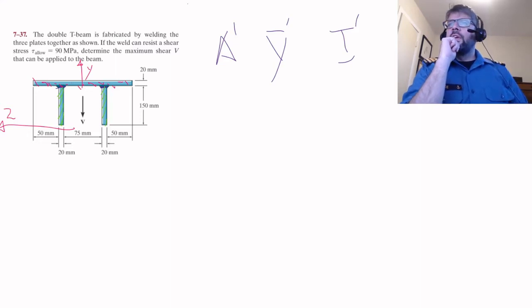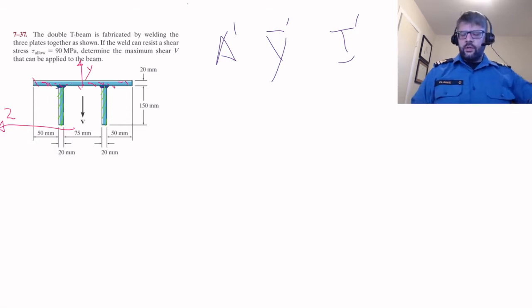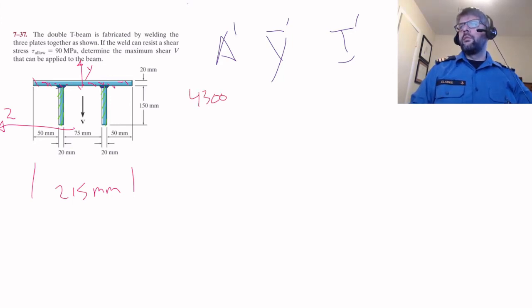But so for the red, the area there is 20 millimeters times, what is the length of that? Let me just add the 50 plus another 50 plus 75 plus 40. That's 215 millimeters, from there to there. So 215 millimeters times 20 millimeters, 4,300 millimeters squared. And then its Y-bar location measured from the bottom there is going to be 160 millimeters.